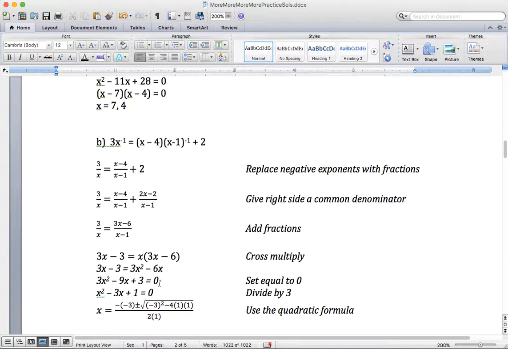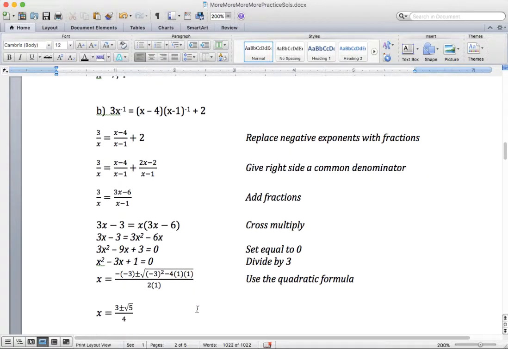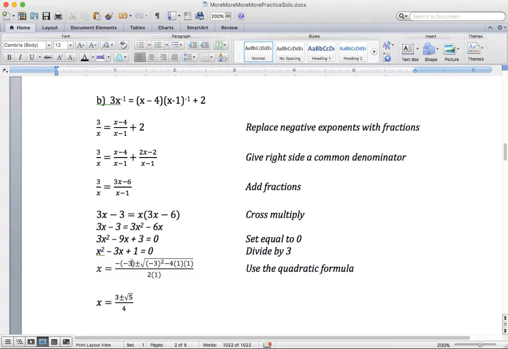We then set it equal to 0 by, in this case, subtracting 3x minus 3 from both sides and reversing the order here. And then we divide through by 3 to get x squared minus 3x plus 1. We plug into the quadratic formula, negative b, so negative of negative 3, plus or minus the square root of b squared, negative 3 squared, minus 4 times a, and in this case the coefficient of x squared is 1, although it's not written. So we have minus 4 times 1, which is a, times another 1, which represents our c value here, and all of that is divided by 2 times a.